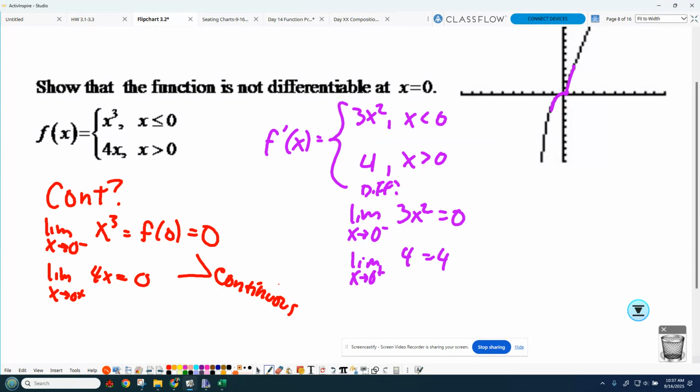Okay? Question? Yes? So is that all you write? Would we have to circle anything? Yeah. So it's not differentiable because the slopes from the different sides are different.